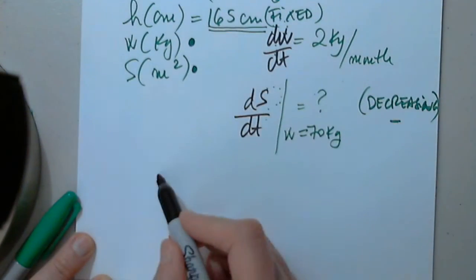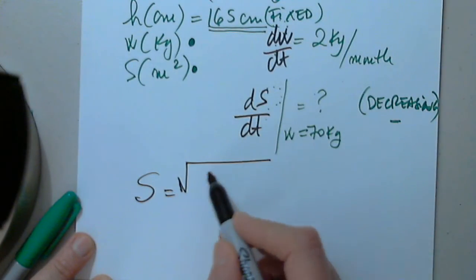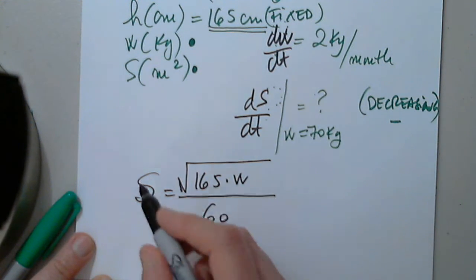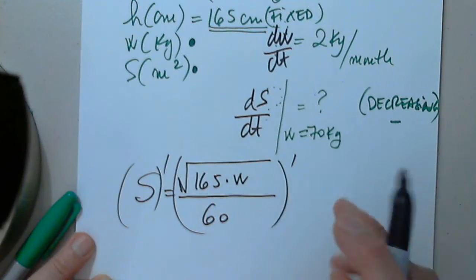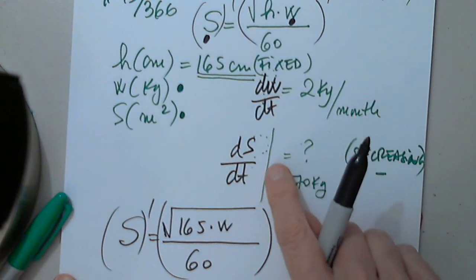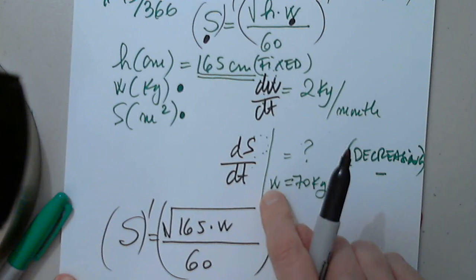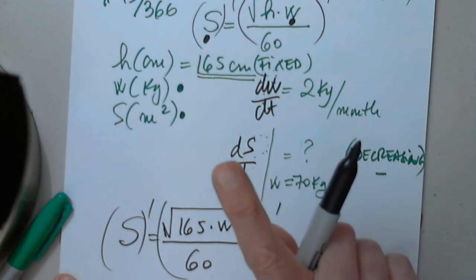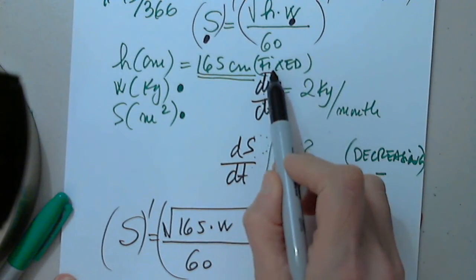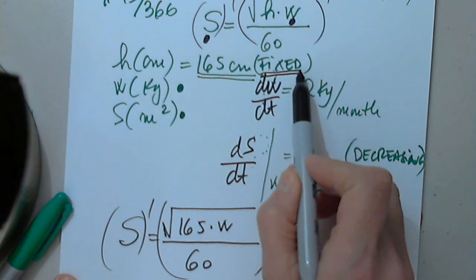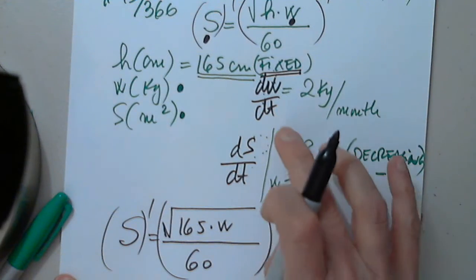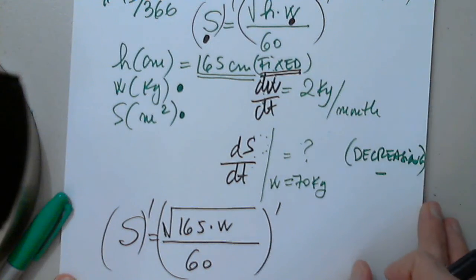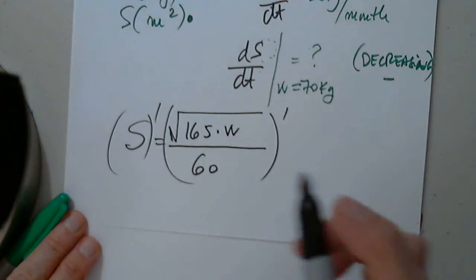So the formula basically is S equals the square root of 165W, everything divided by 60. This number does not follow after when, or at the moment at which, or at the instant, blah, blah, blah. No. This is given to us as a fixed number from the very beginning. It does not follow after the word when. Find this when blah, blah, blah happens. Okay, good.